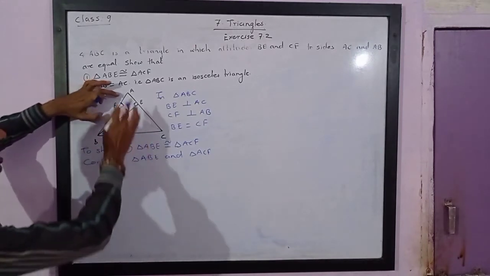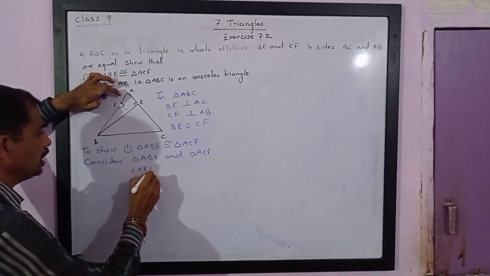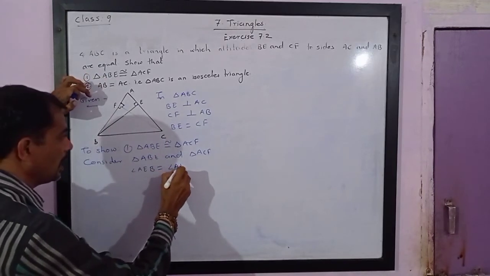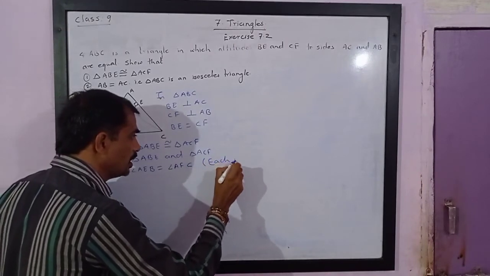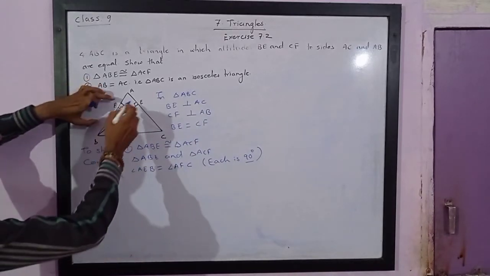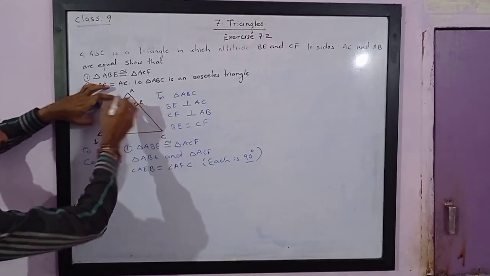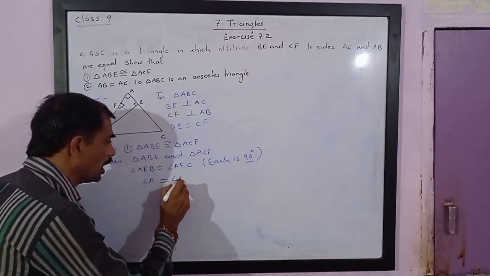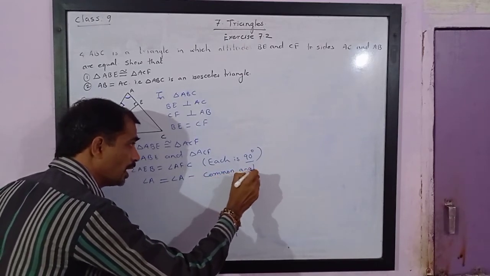It means in triangle ABE we have angle AEB is equal to angle AFC. Reason is each is 90 degrees. Now, if you see both the triangles, in this you will see one angle is common, that is angle A is common. So we can say that angle A is equal to angle A. Reason is common angle. Every angle is congruent to itself.